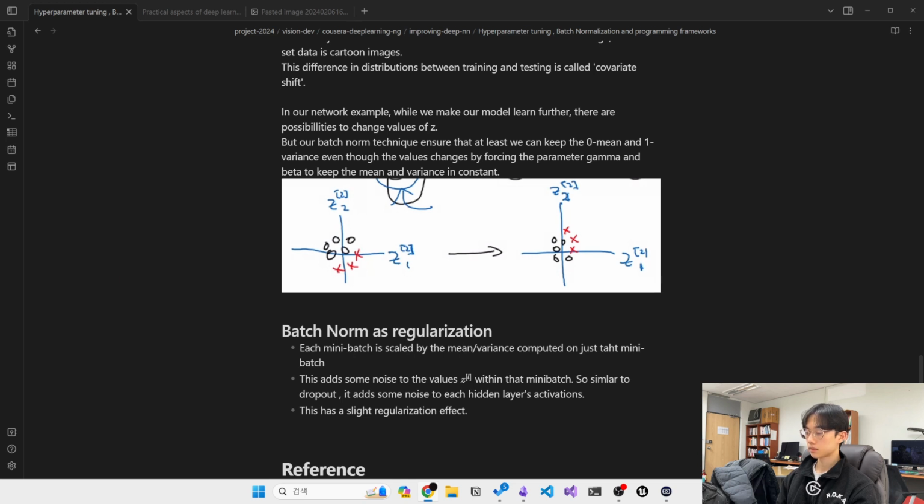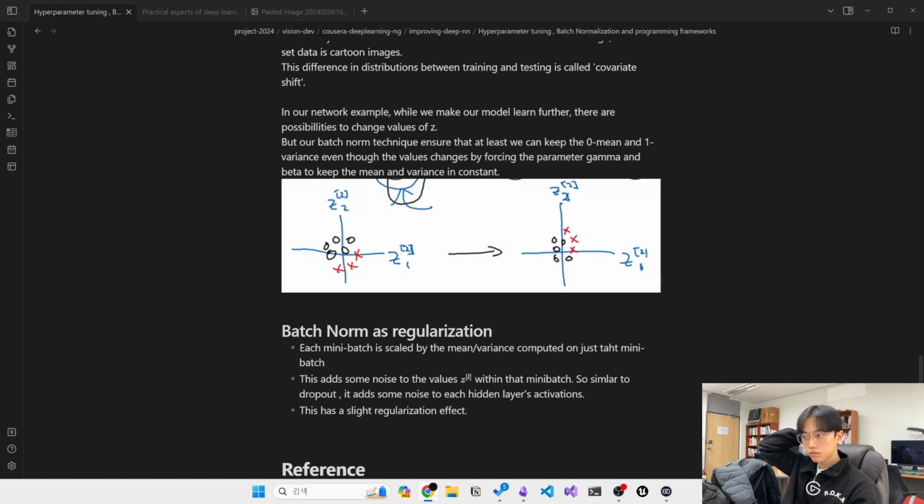And maybe one other slightly non-intuitive effect is that if you use a bigger mini batch size, say a mini batch size of 512 instead of 64, by using a larger mini batch size, you're reducing this noise and therefore also reducing this regularization effect. So that's one strange property of batch norm, which is that by using a bigger mini batch size, you reduce the regularization effect.